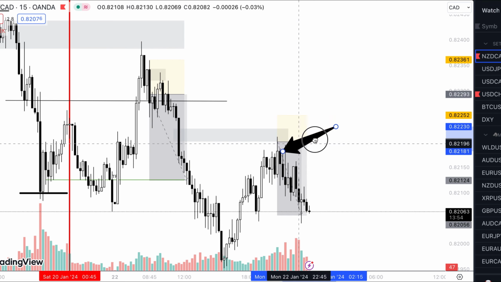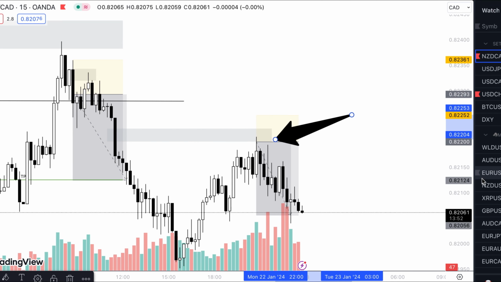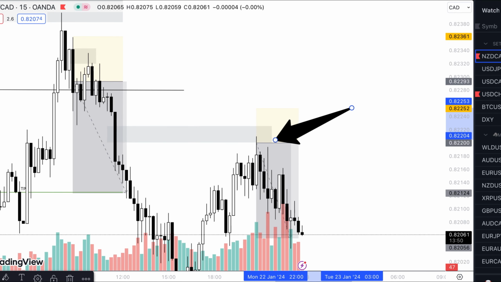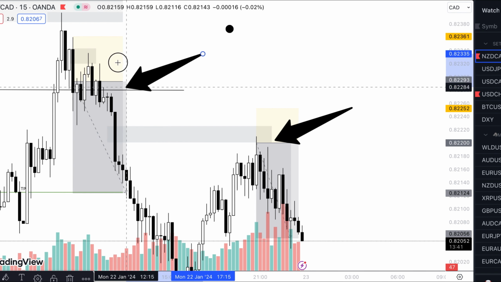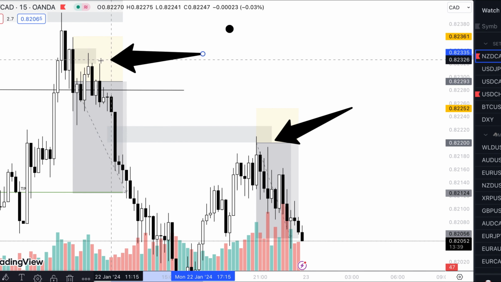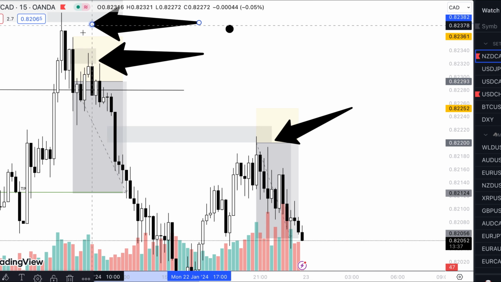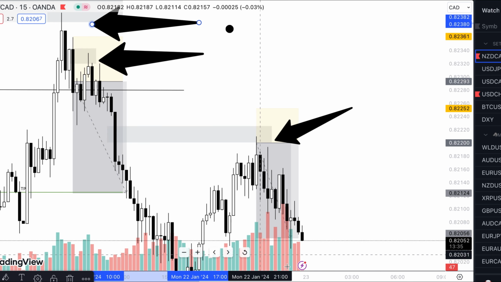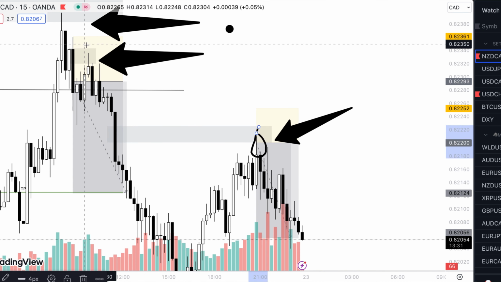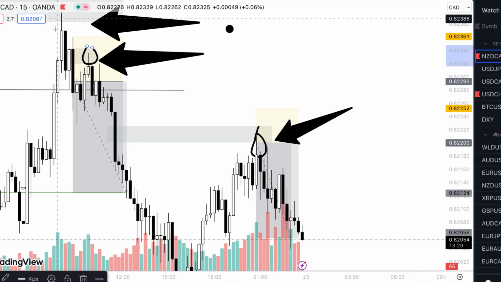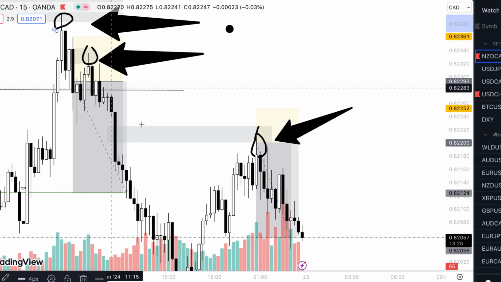And boom, right there. And you notice how off of all these zones, number one, number two, and number three, there are wicks. There are these big, giant, or medium-sized wicks, and that's another confirmation that your entry is valid, when you see a wick bouncing off of your gap or your entry or your order block.